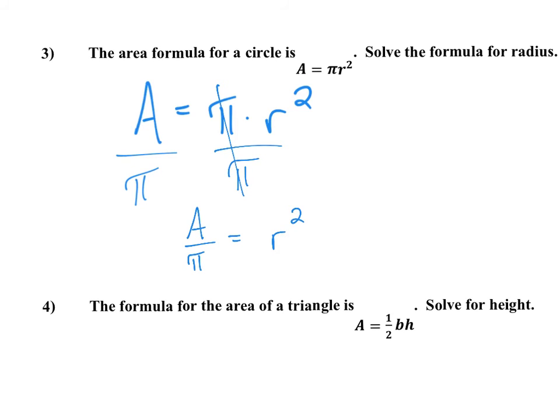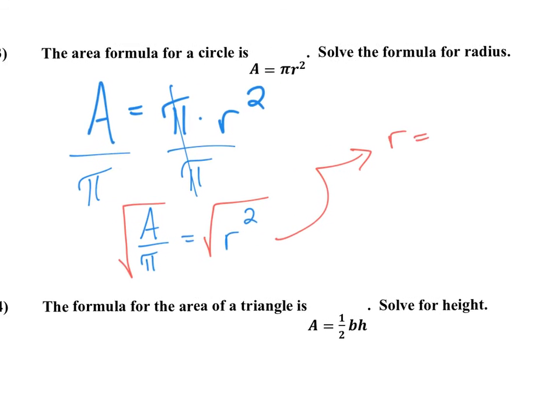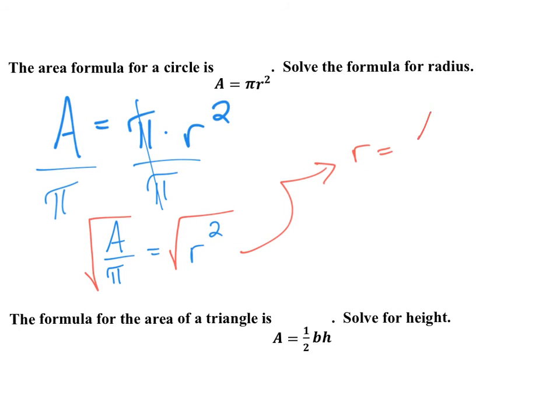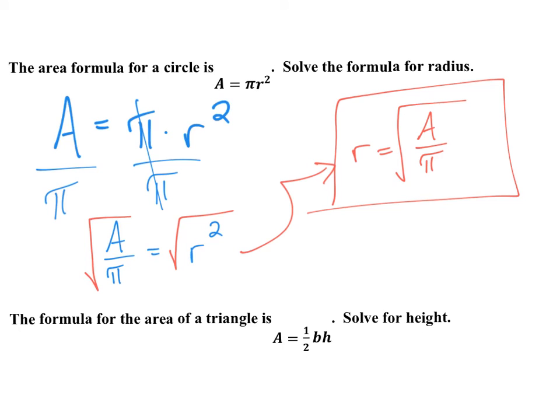So we're almost there, except for we have to get rid of the squared part. So how do you get rid of the squared part? To get rid of a square, you have to take the square root of both sides. So we end up with the radius equals the square root of the area divided by pi. So your answer is r equals the square root of A over pi.